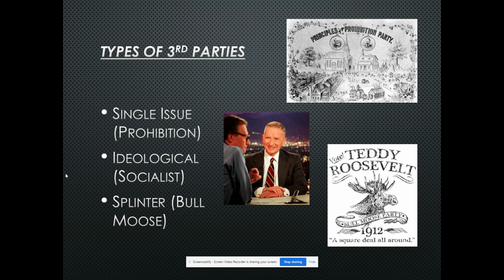The great example would be 1912 and the Bull Moose Party, which was technically known as the Progressive Party. So Teddy Roosevelt, lifelong Republican, stops being president in 1908. William Howard Taft wins as a Republican. Then in 1912, Roosevelt decides, I want to be president again. But Taft's running for re-election. The Republican Party says we're sticking with Taft.